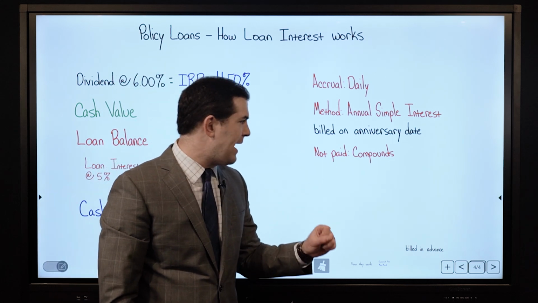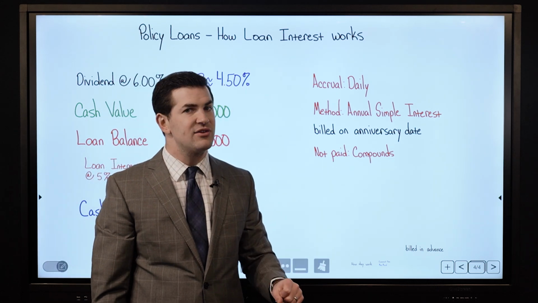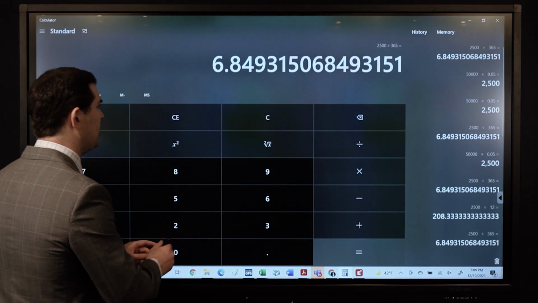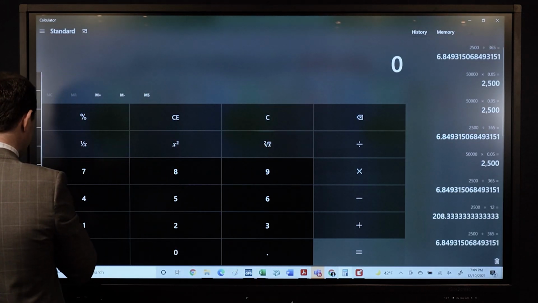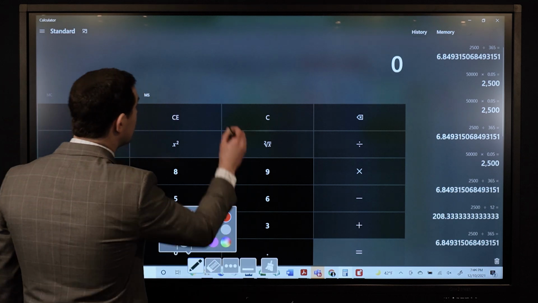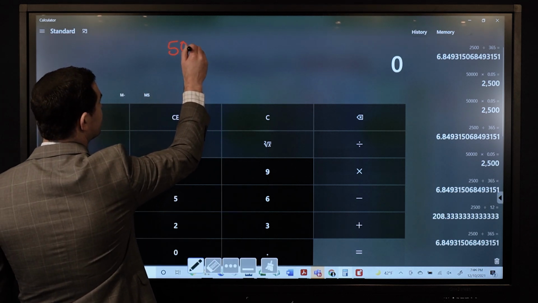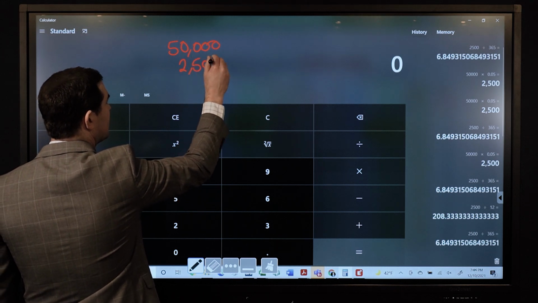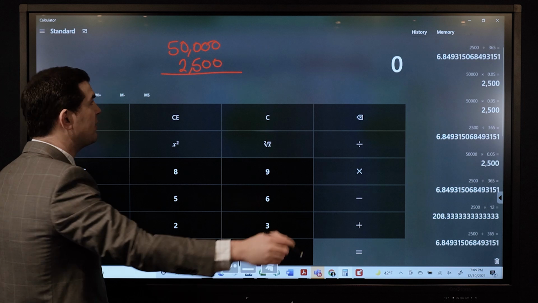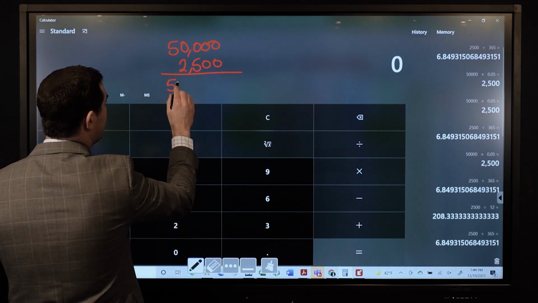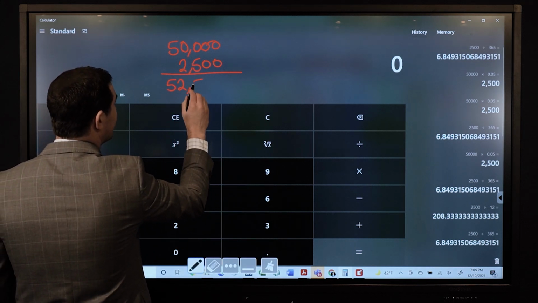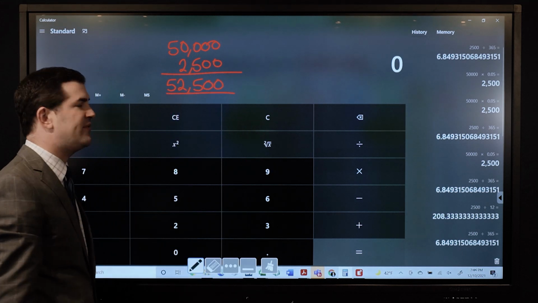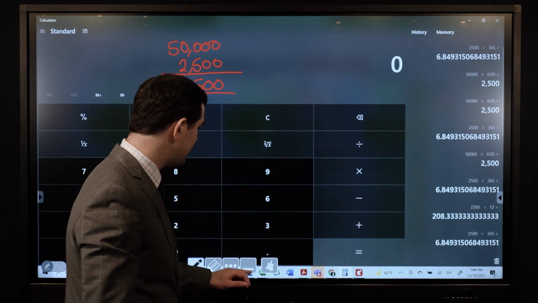Now, what I do also want to add is if you don't pay it, it does compound. So if we go back to the calculator here, I've got that $50,000 loan, 50K, at $2,500 of loan interest. Let's assume you don't pay it. What will happen then is the policy will borrow from the cash value to cover the loan interest, I should say, and now my balance is $52,500. Here's what's important to be aware of.